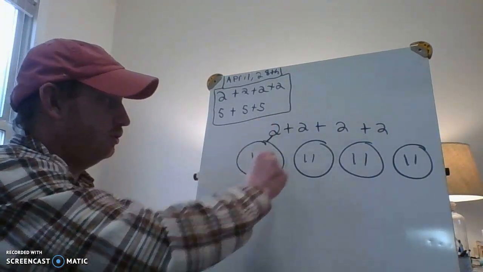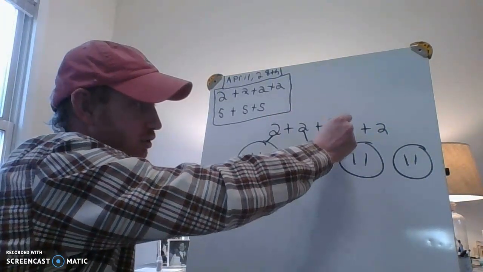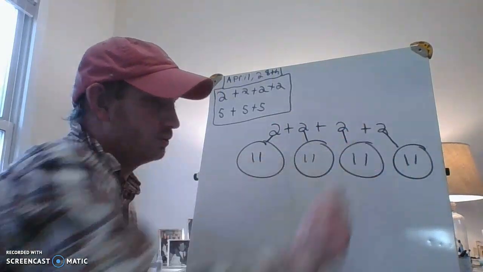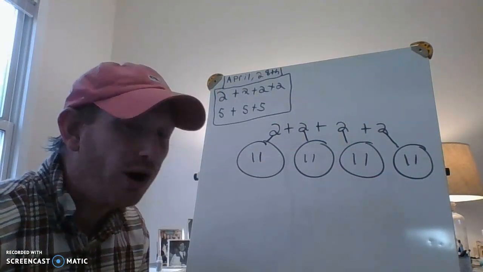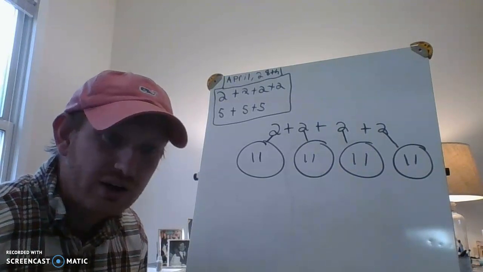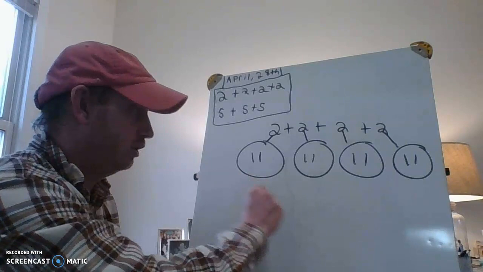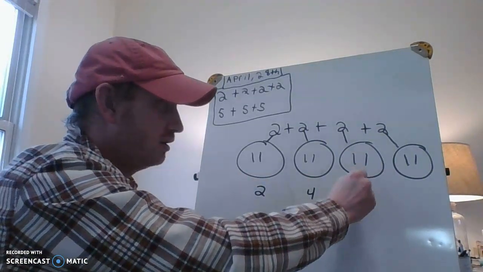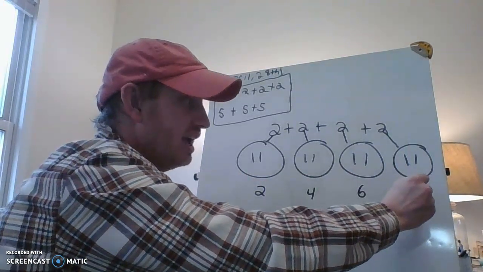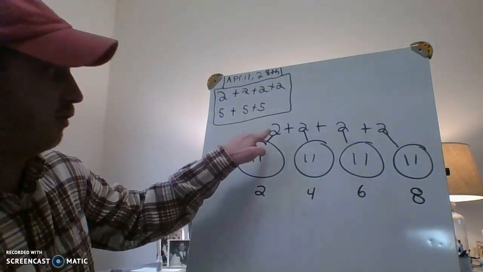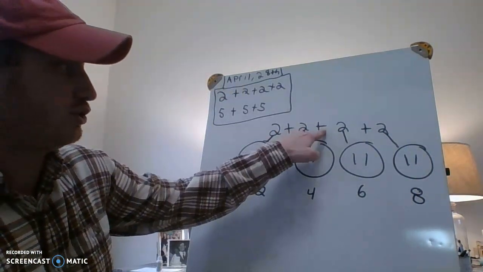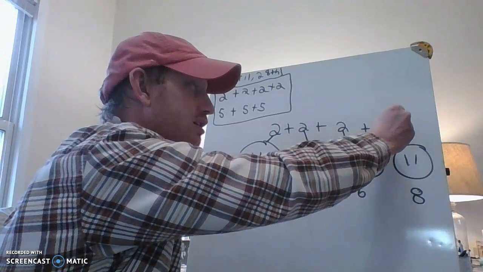See, we have 2, 2, 2, and 2. Then if we know our math facts and we're quick, we can do this math in our head. We have 2, 4, 6, 8. So therefore, 2 plus 2 plus 2 plus 2 is 8.